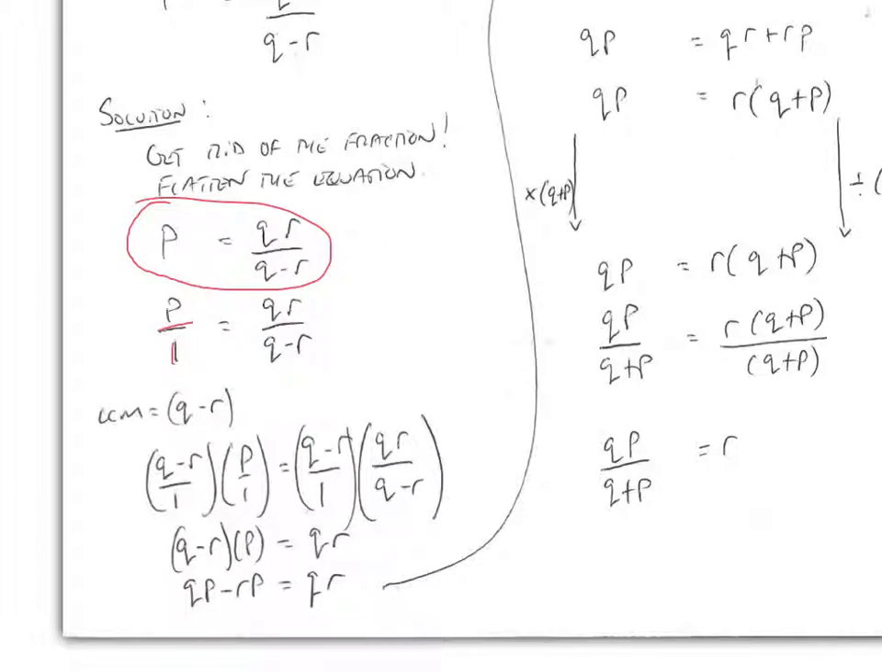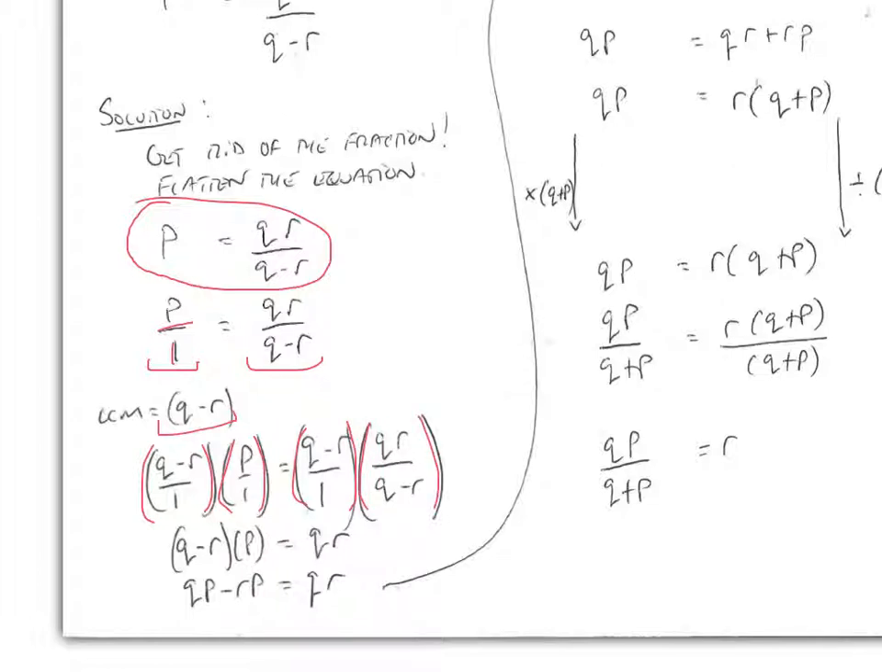We'll then look to see what the lowest common multiple is of 1 and Q minus R, and that is Q minus R. So we'll multiply all terms by Q minus R, or Q minus R over 1. So Q minus R over 1 times P over 1 on this side, and Q minus R over 1 times QR over Q minus R on the other side.